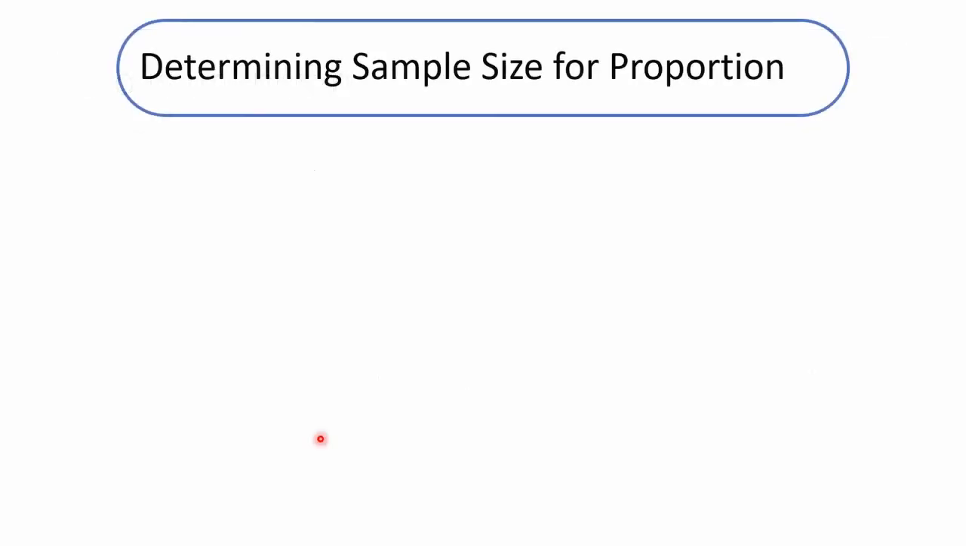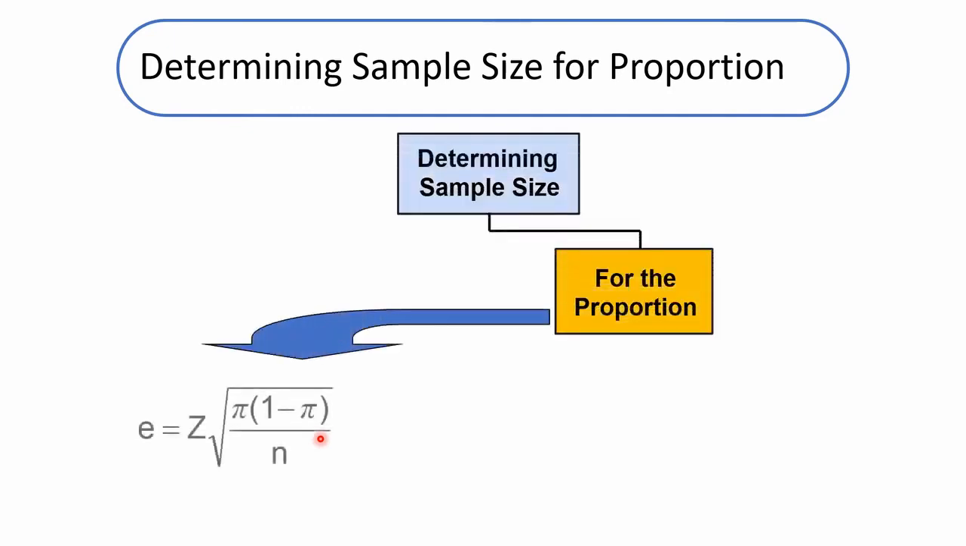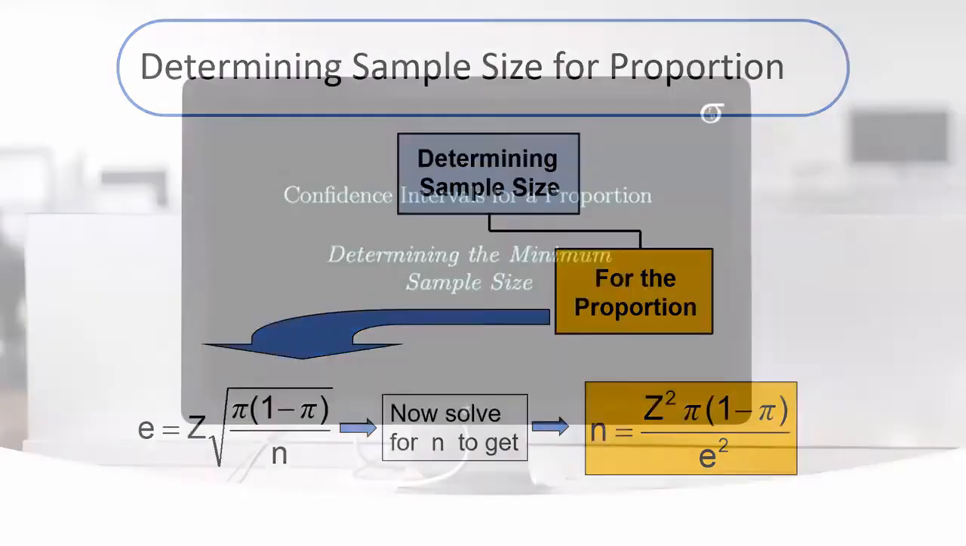Now let's have a look at determining sample size for your proportion, right? So that is the second area, for the proportion. Well, your sampling error is given by this equation, from which you make n your subject, which is your sample size, and you obtain this equation.